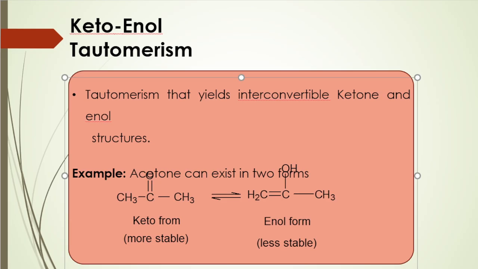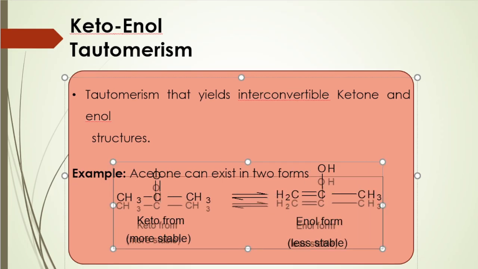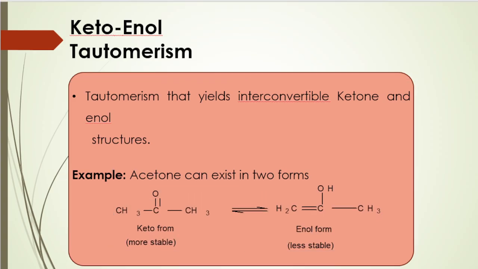Suppose we consider this particular example, this is an electron withdrawing group C double bond O. So for this C double bond O functional group, these two are said to be alpha carbons, and whatever hydrogens are attached to them are called alpha hydrogens, right? So if we count the hydrogens here, there are a total of 6 alpha hydrogens in the case of acetone.